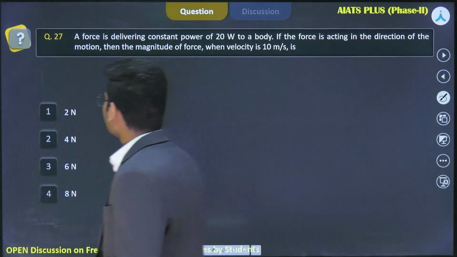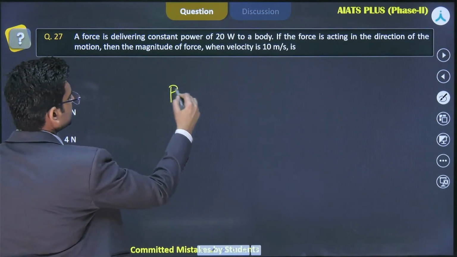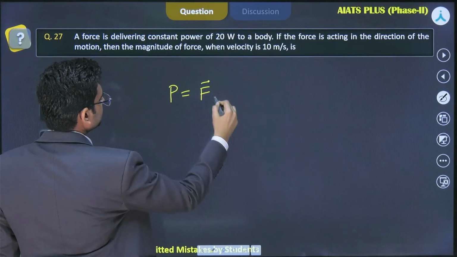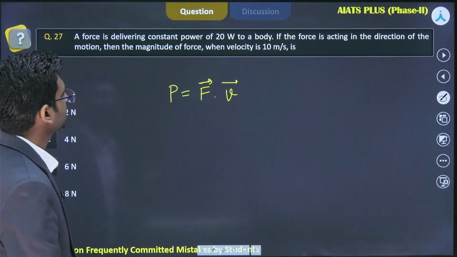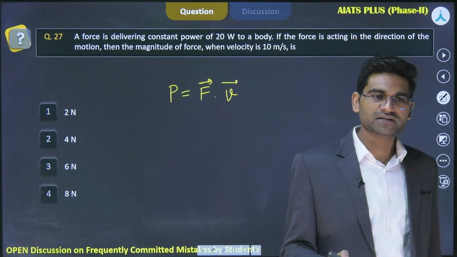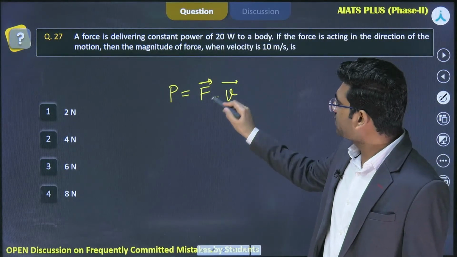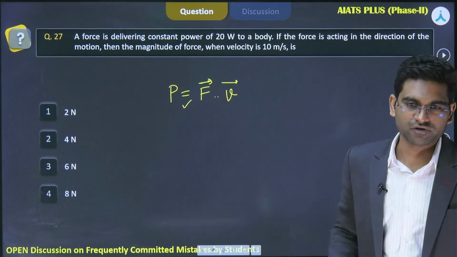Now can we apply that formula here? Yes, we can apply that formula. So P is equal to F vector dot v vector. As you can see, force is a vector, velocity is a vector, and the dot product of these two vectors will be a scalar quantity that is equal to power. That is why power is a scalar quantity.